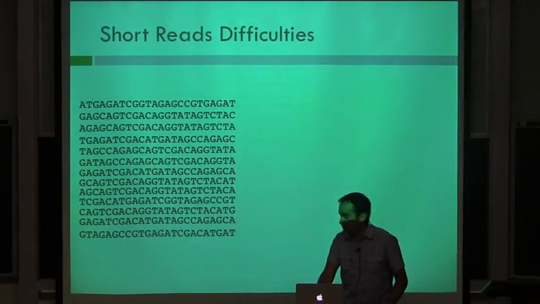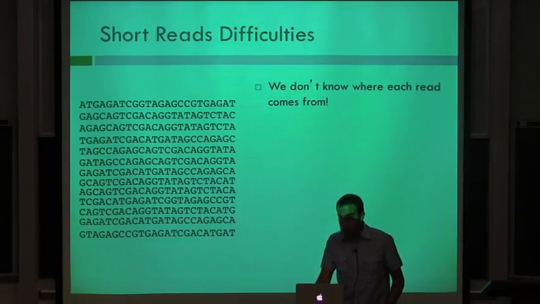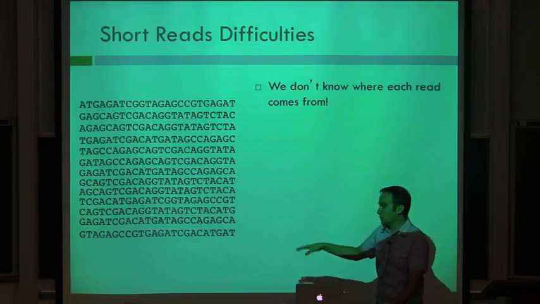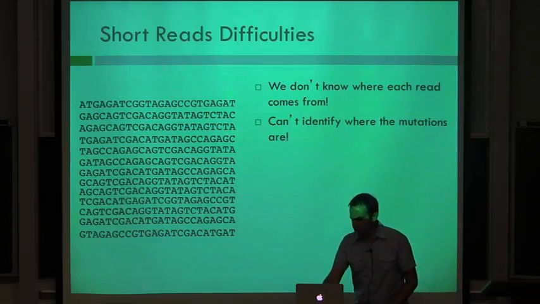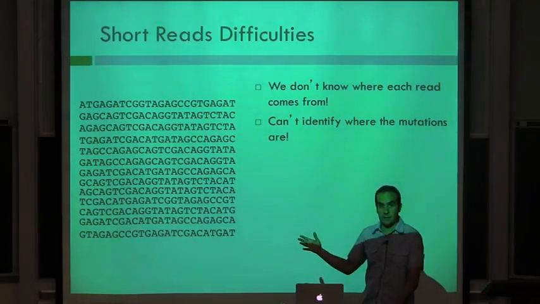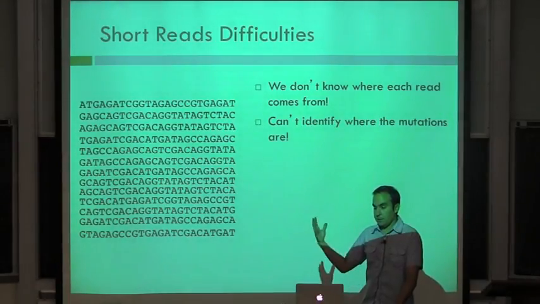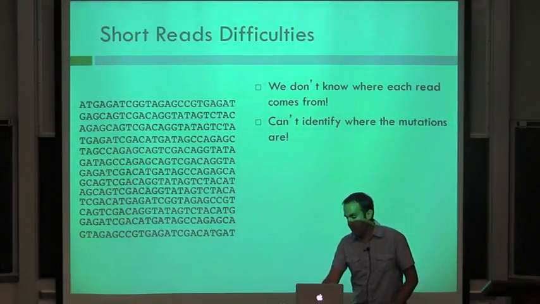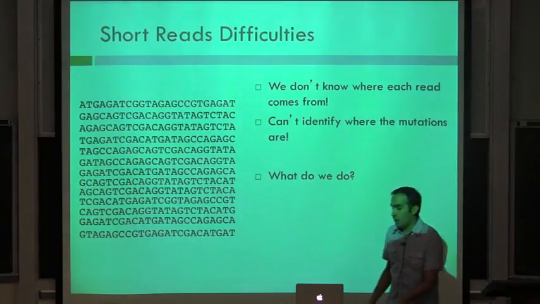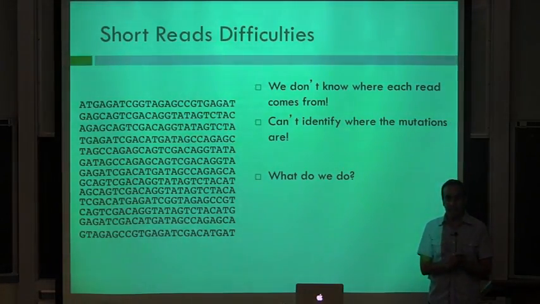So here are some difficulties, right? I don't know where each read came from. All I get is a list of reads like this, and I can't identify where the variants are. So this isn't enough to do a study, right? Because if I want to compare my genetic variation to somebody else's, I can't really do it. So the question is, what do we do? This is where I ask you guys, any ideas?